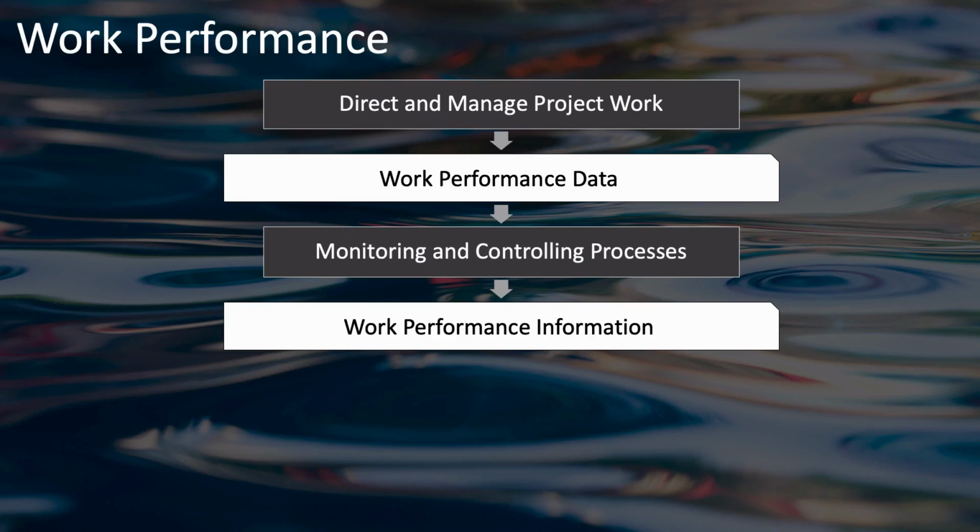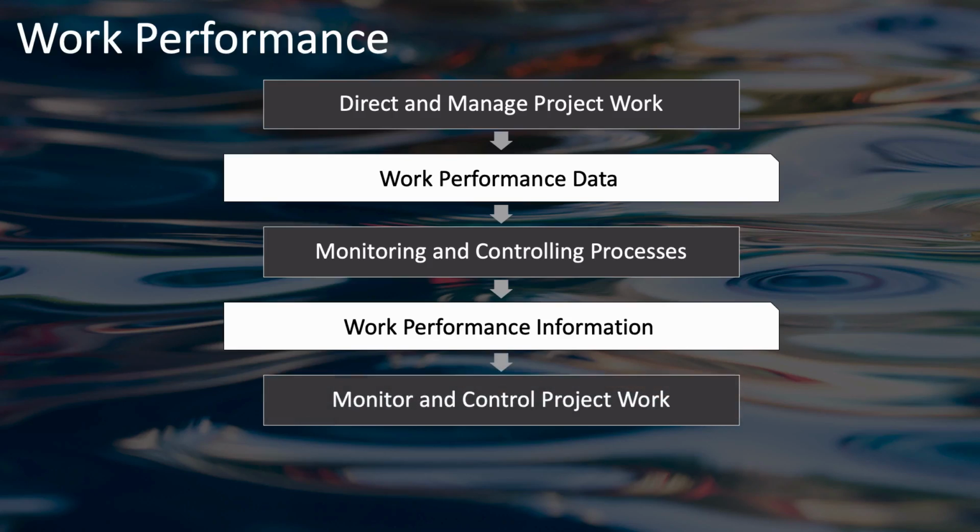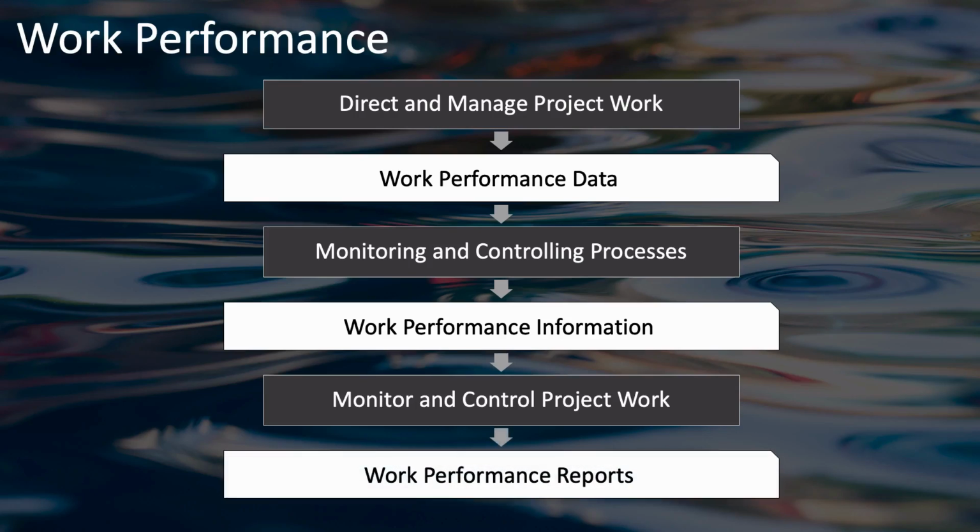That information then goes to one process, the Monitor and Control Project Work process, which combines all of this information and is the one process that generates work performance reports, which organize this information and present it to the right people at the right time in order for them to make decisions and take action and be aware of what's going on in the project.